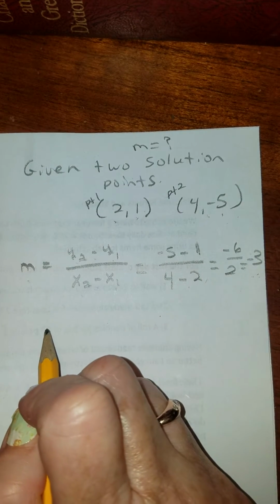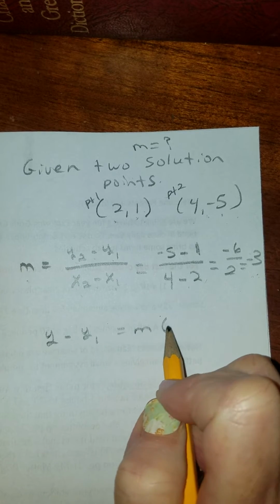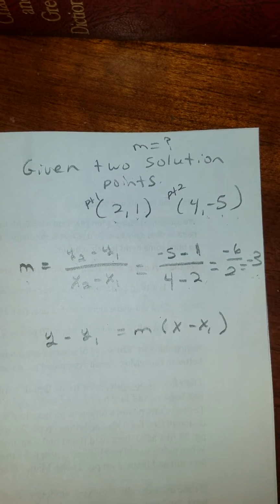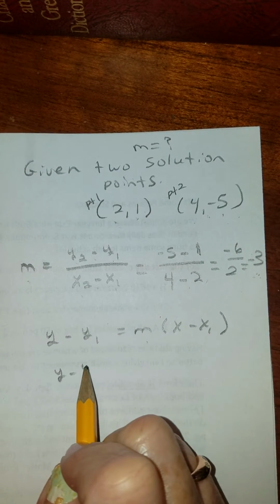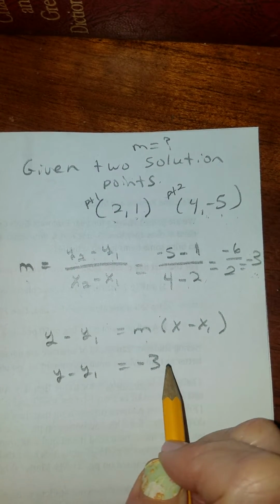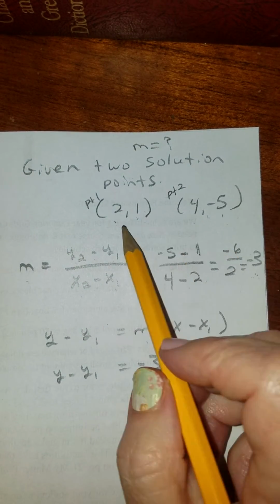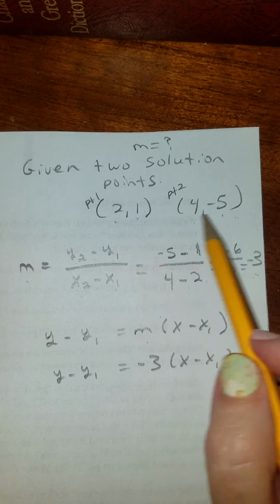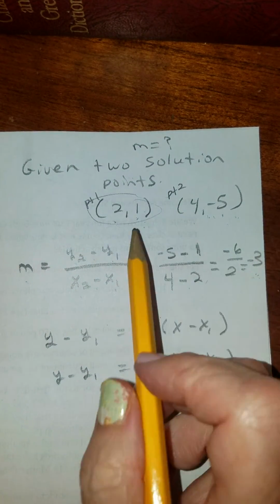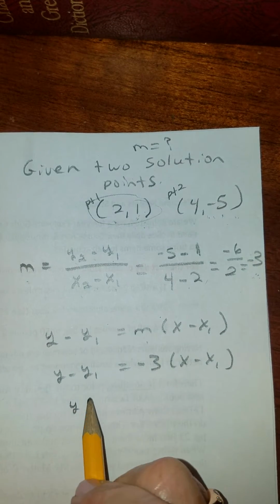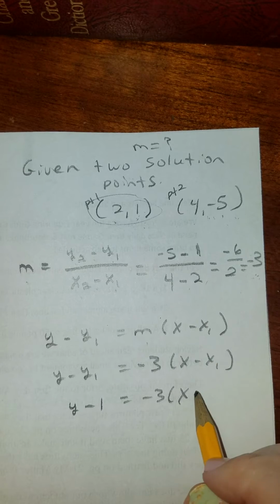Point slope formula, which is y minus y1 equals m times x minus x1. We now know the slope, so I can plug that in, the negative 3. And we also know a point. It doesn't matter what point you use, just pick one point and plug it in. So I'm going to use this point here, (2, 1). So the y is 1. And this x is 2.